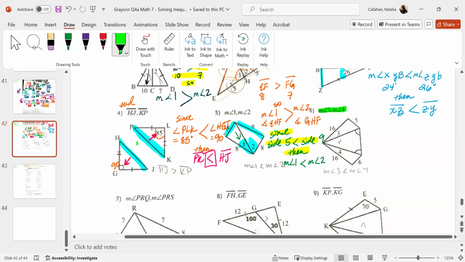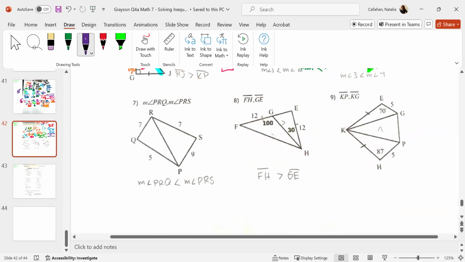Okay. Measurement angle 3 is right here, right? Measurement angle 4 is right there. Opposite of that are these two sides. You see that? Okay. So what you can say is something like, since side 5 is less than side 6, then measurement angle 3, which is the opposite of that, right, is less than measurement angle 4.